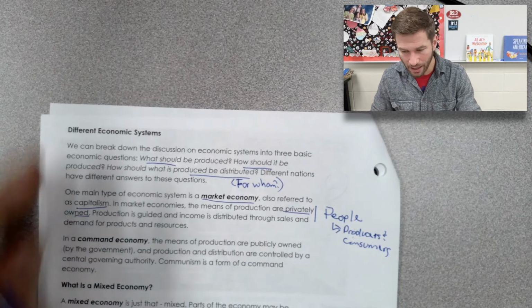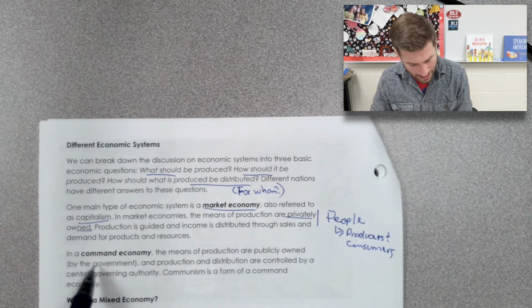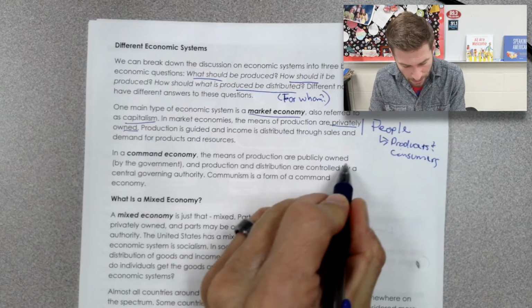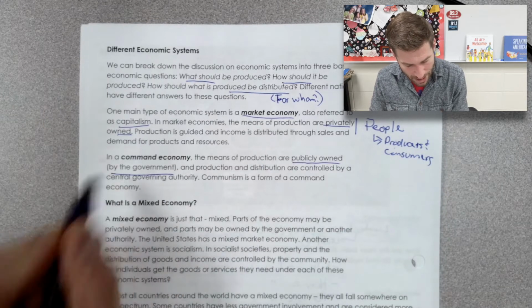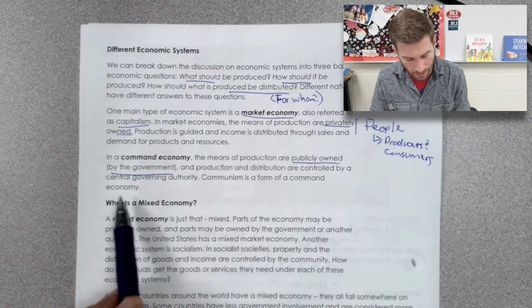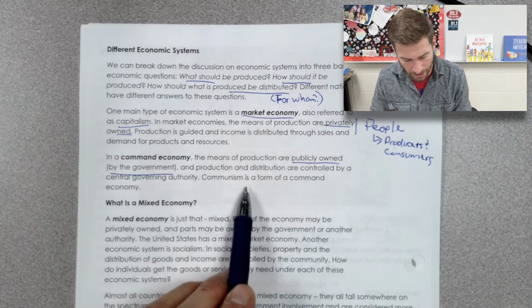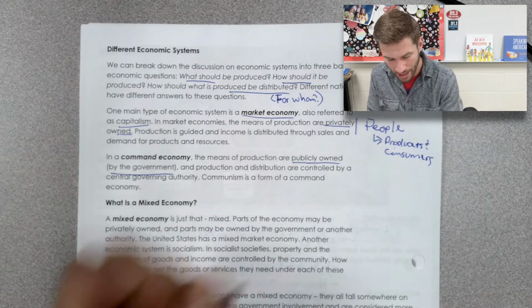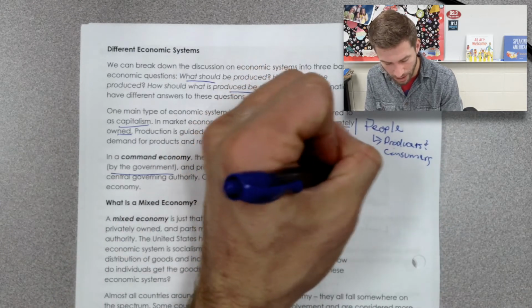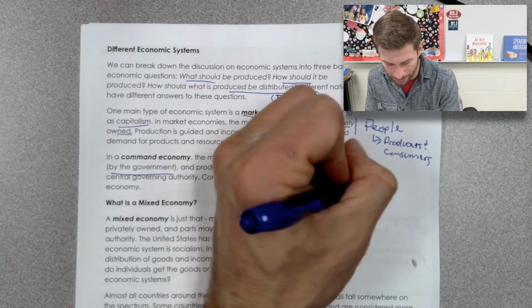Compare that with a command economy. In a command economy, the means of production are publicly owned by the government, and production and distribution are controlled by a central governing authority. Communism is a form of a command economy. And here, when we talk about publicly owned, we're talking about the government.